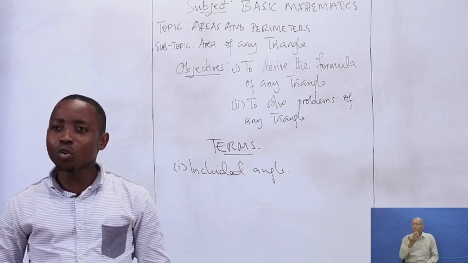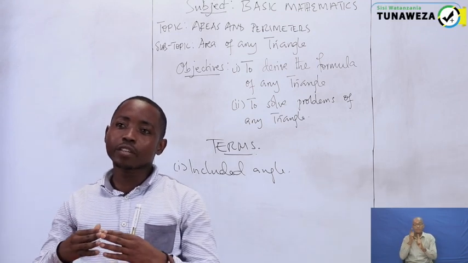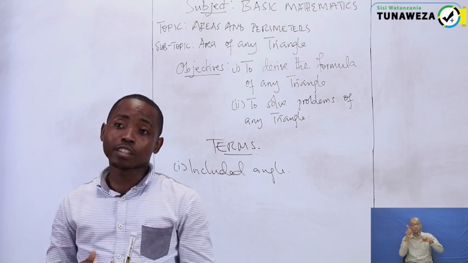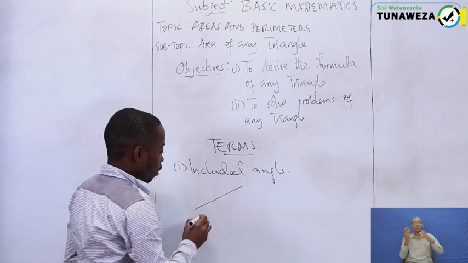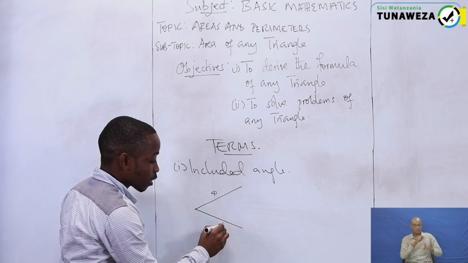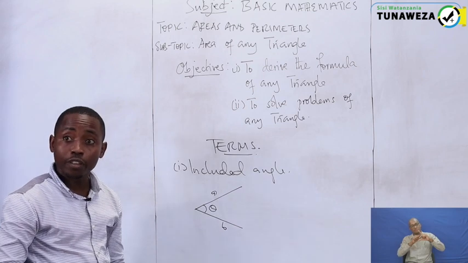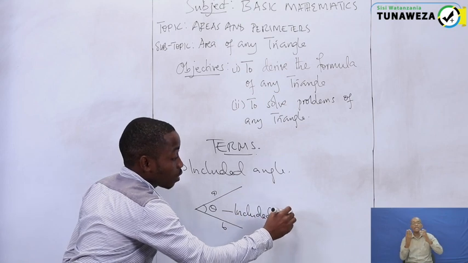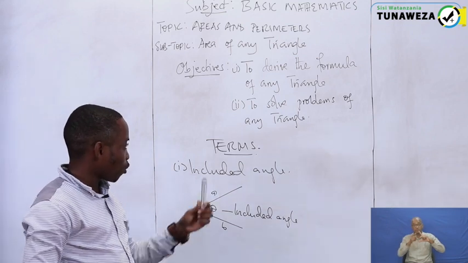Actually, in any triangle or in any two lines which intersect somewhere, the point where those two lines intersect, they form an angle. And that angle, formed by two lines which intersect somewhere, is known as included angle. For example, you have the first line, line A, and the second line, line B. The angle in between the two lines is known as included angle. That is the first thing that we need to remember before we derive our formula.